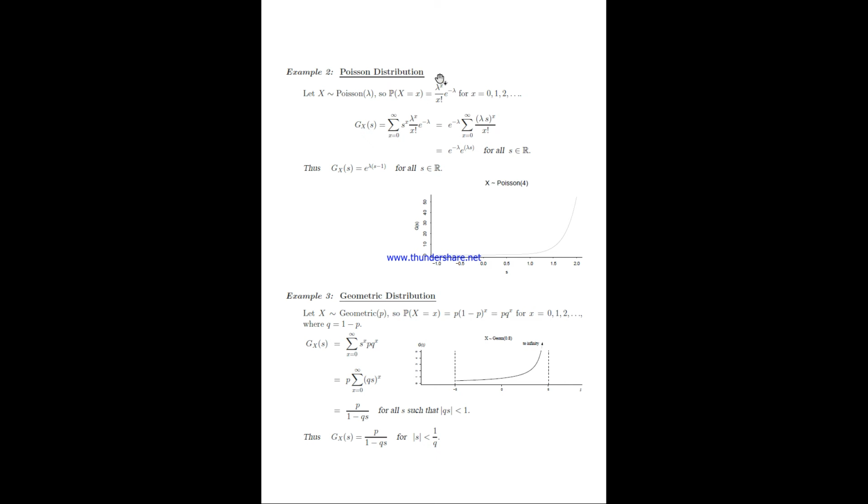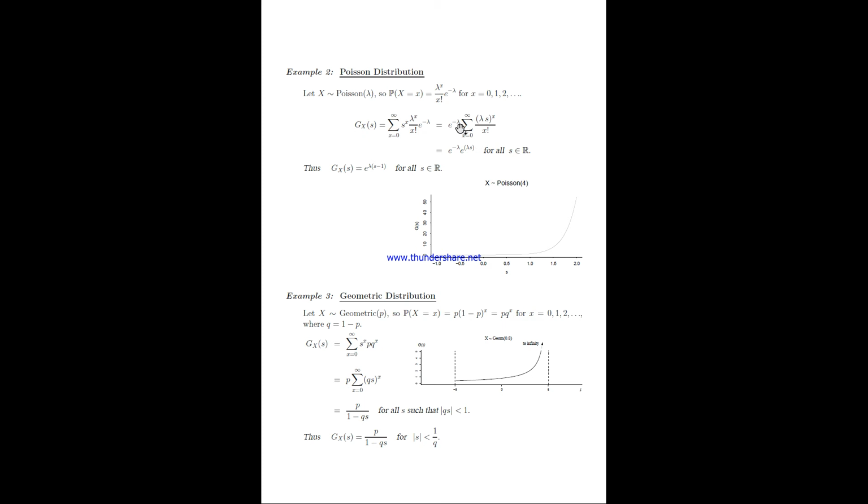Now we are interested in calculating the probability generating function. When it comes to the probability generating function, you have to take s to power x multiplied by the probability, and the probability is coming from this distribution function. So we can replace that as lambda to power x, e to power minus lambda, divided by factorial x, where x goes from 0 to infinity.